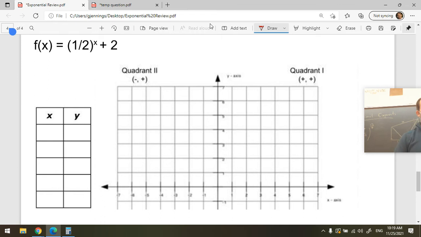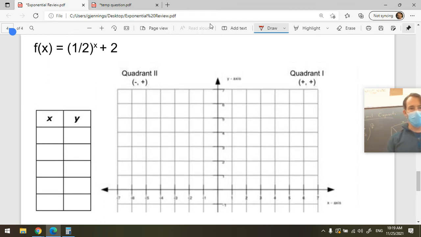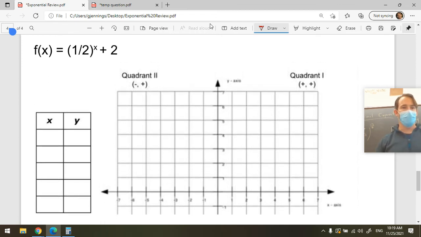F of x is equal to (1/2)^x plus 2. Okay, so here my parent function is (1/2)^x. This is exponential decay, so I'm expecting something that looks a little different. And I can plot right away my asymptote. My asymptote is here at y equals 2. That's the line that the function will approach but never touch. When x is 0, this is 1. 1 plus 2 is 3. So that's the point there, 3.